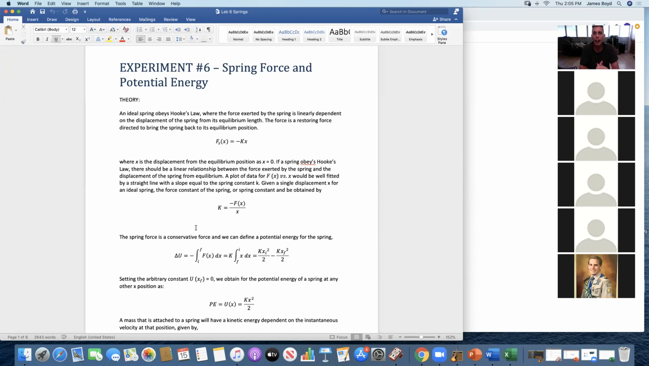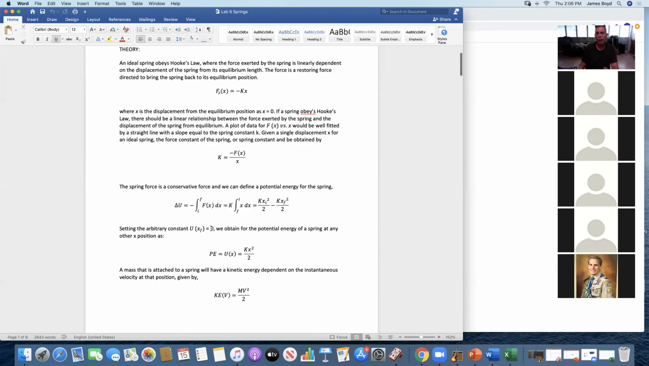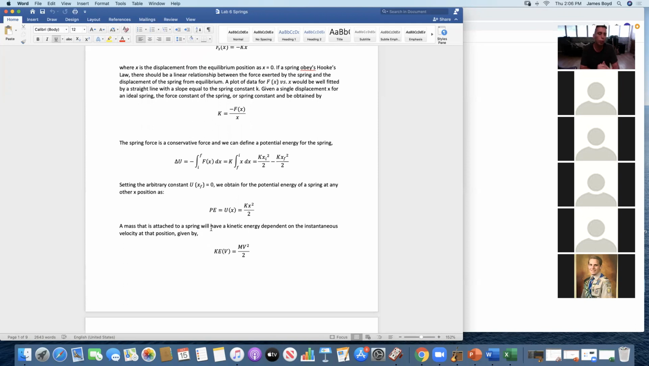Because the force is minus kx, where k is a constant that we find from a linear plot of data for force versus distance, which is what we're doing today, k equals minus F over x. So the spring force, it's a conservative force. That means we only care about the endpoints. It's path independent. Doesn't matter how many times you stretch. The only thing that matters is where you begin and where you end to determine how much the potential energy of the spring changed. That's equal to the work. And the potential energy of a spring, you should know, is kx squared over 2.